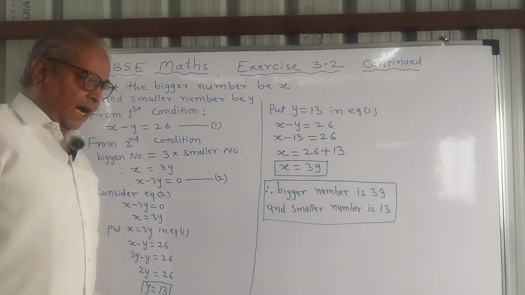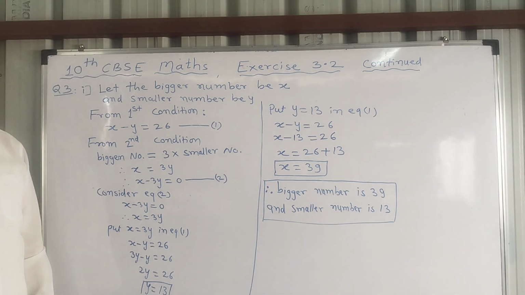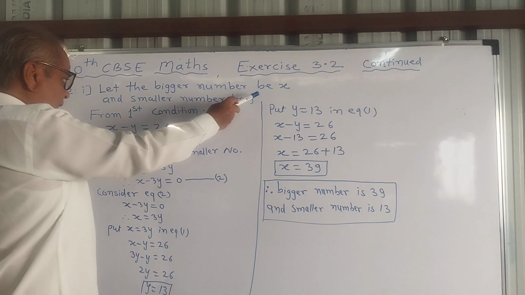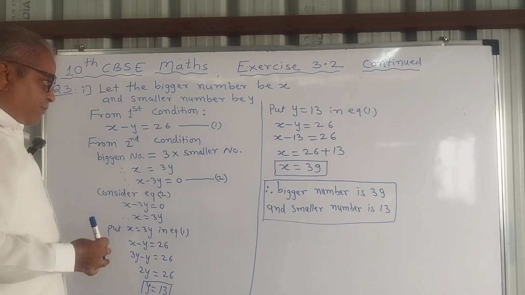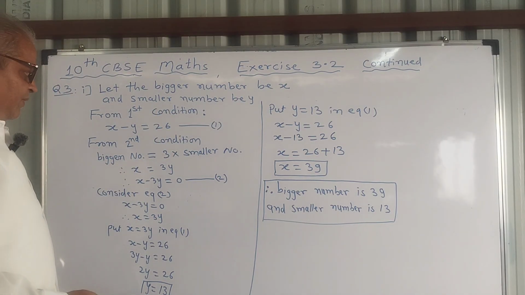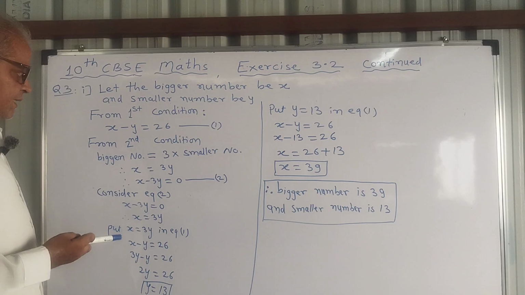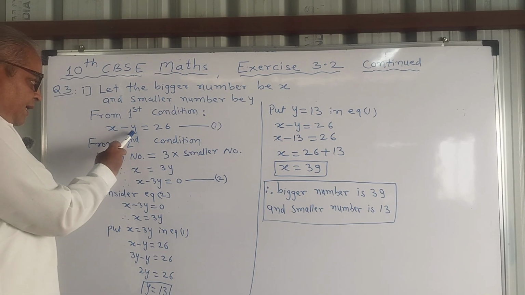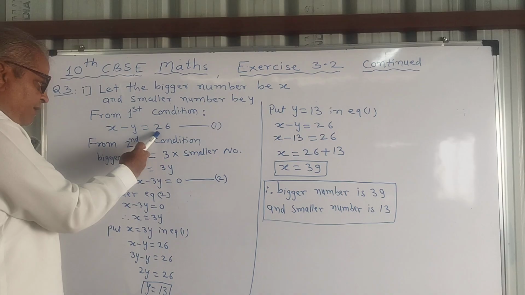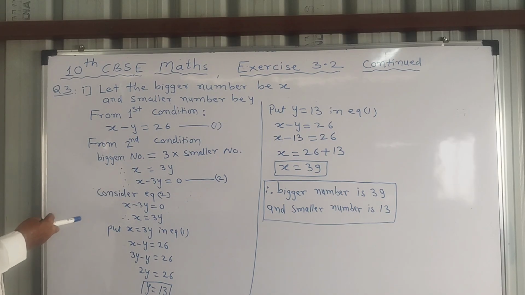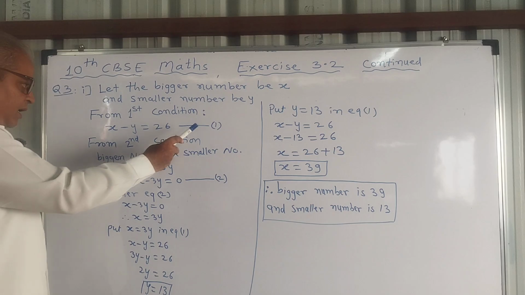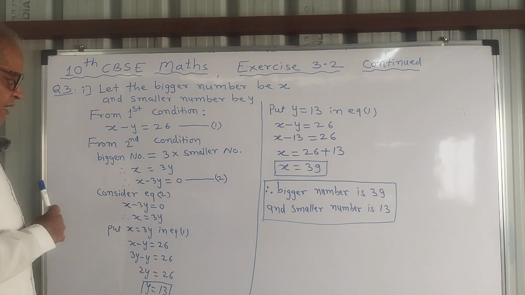So whatever is asked, we will assume x and y. So here let the bigger number be x and smaller number be y. So what is the first condition? First condition says the difference, that is larger number minus smaller number, is 26. Therefore x minus y is equals to 26, equation number 1.